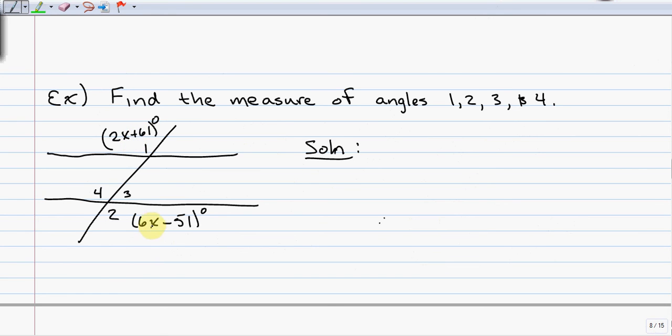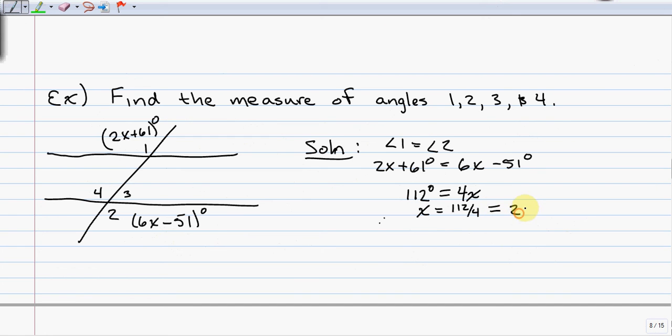So angle 1 and 2, they give us some stuff about x's, and they're alternate exterior angles. So angle 1 is equal to angle 2. So 2x plus 61 is equal to 6x minus 51. And we just want to solve this algebraic equation. So we want to isolate our x's. Subtract all our x's over to this side, we get 4x, and add all our degrees over to the other side, which we'll get 112. Divide both sides by 4, and we'll get x is equal to 28 degrees.